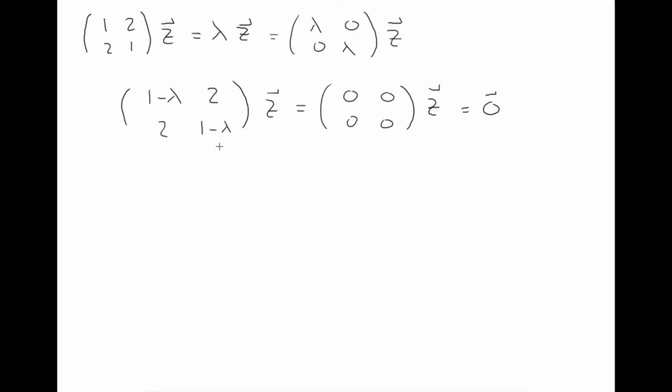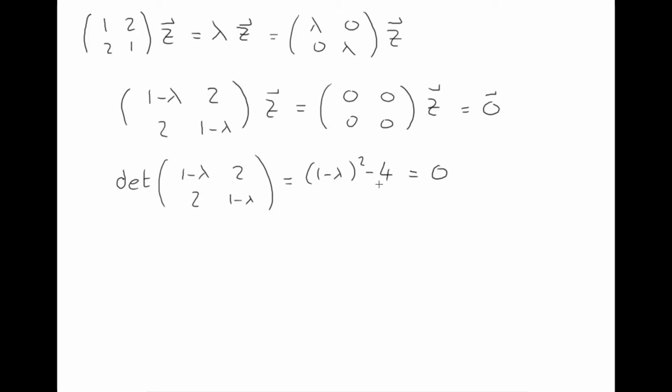What we then do is we take the determinant of both sides of this equation. The determinant of 1 minus lambda, 1 minus lambda is given by the multiplication of these two, subtracted from this multiplied together. So we have (1 minus lambda) squared minus 4, and this is equal to the determinant of this matrix, which is obviously 0.